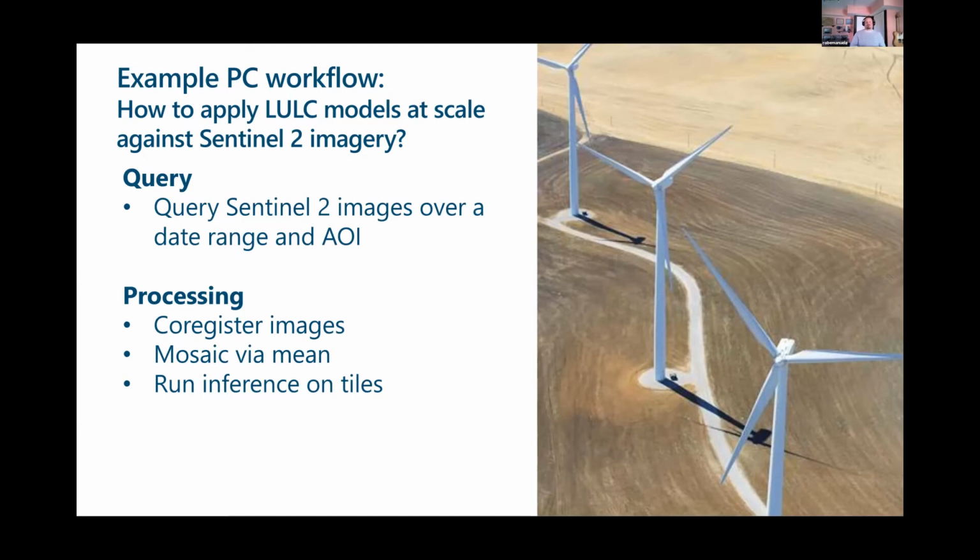It's pretty common. We have a lot of land use land cover work going on at Microsoft. And so just an example Planetary Computer workflow would be asking a question like, how do we apply land use land cover models at scale against Sentinel-2 imagery? And really a general workflow would be to query Sentinel-2 images over a date range and AOI, and then bring that into a Dask cluster, do some work to co-register images, mosaic via mean to get rid of some clouds, and then use your PyTorch or whatever model you develop to run inference on the tiles.